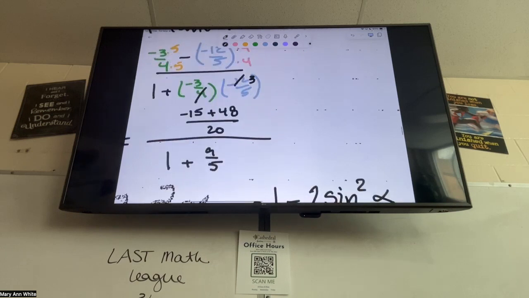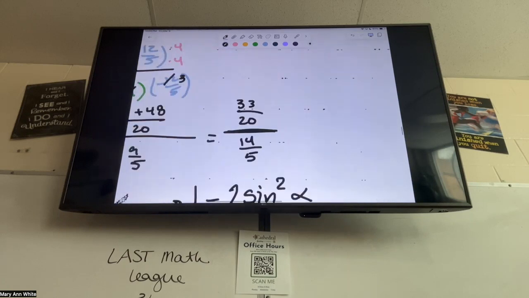Okay. Now I want my denominator to also be one fraction, so I'm gonna multiply by 5 on top and bottom there. And I'm gonna clean up my numerator, so -15 plus 48 gives me 33 over 20. And then that denominator, 5 plus 9 is 14 over 5. What do you think we do next? Multiply by the reciprocal, so times 5/14.